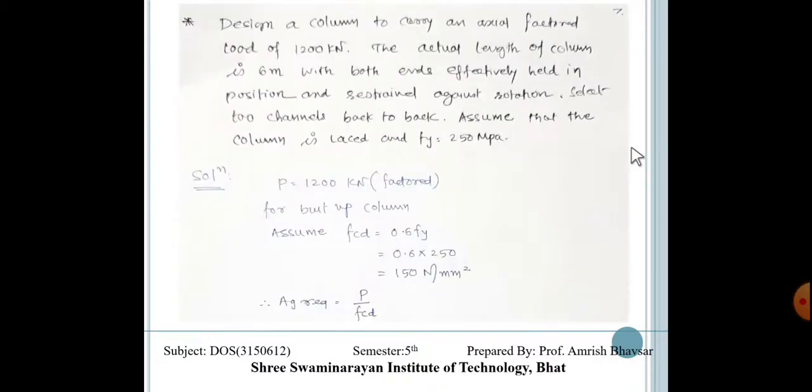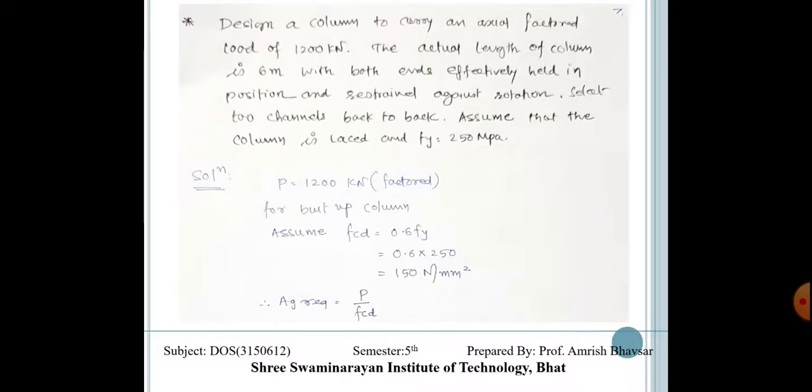Now again we are going to take some different case. Design a column to carry an axial factored load of 1200 kilonewton. The actual length of the column is 6 meter with both ends effectively held in position and restrained against rotation. Select two channels back to back. Assume that the column is laced. This is the different case. Here what they have asked us is to take two channels back to back. We have to choose, and lacing is provided there. That is the different thing.